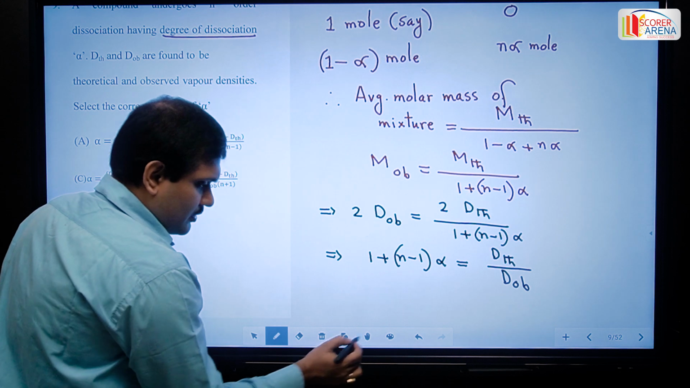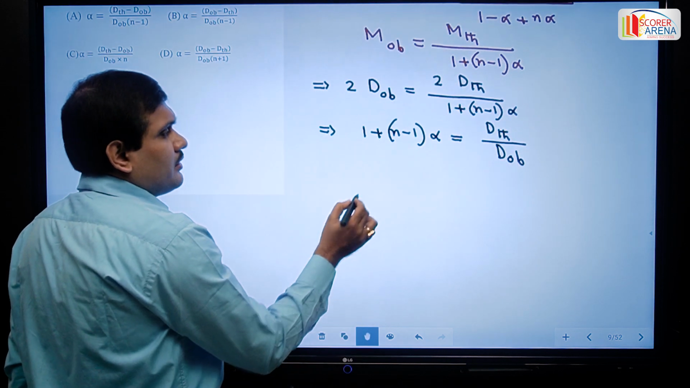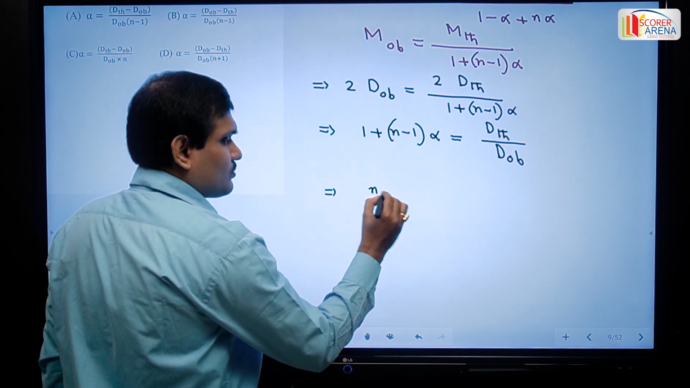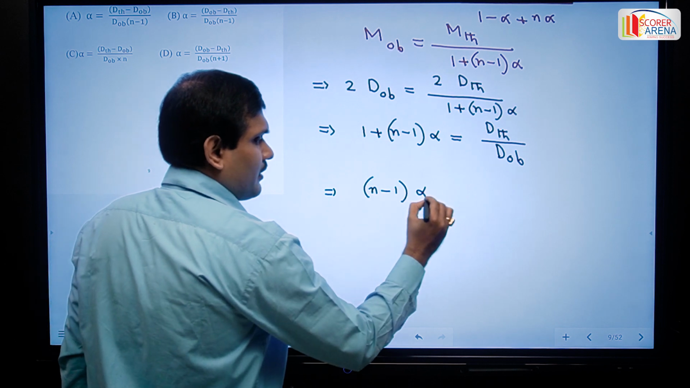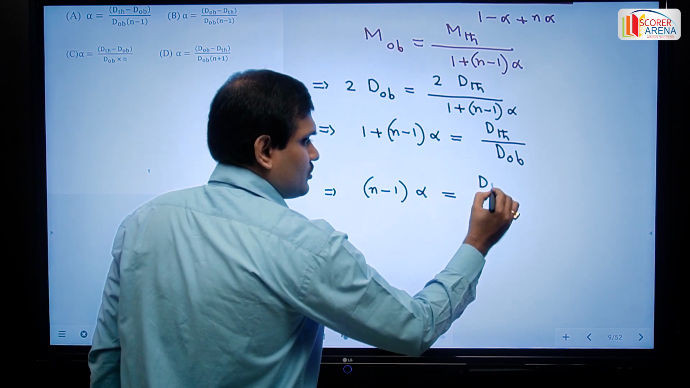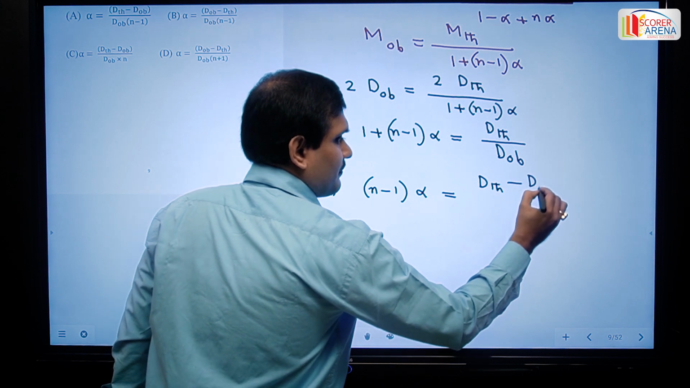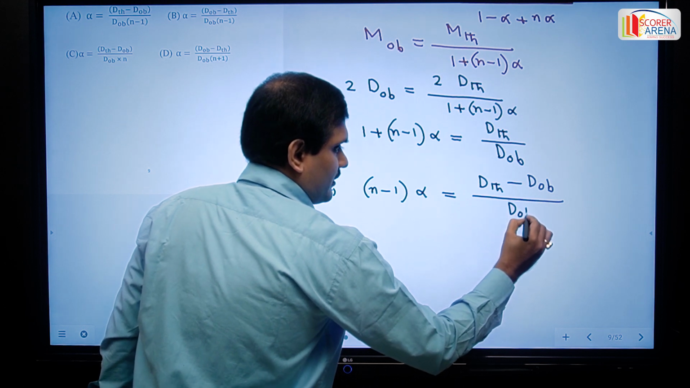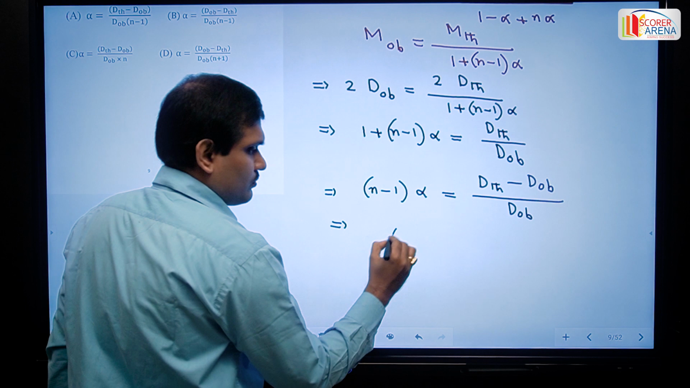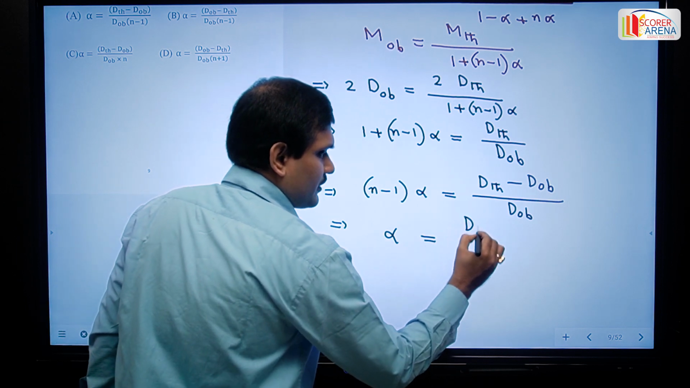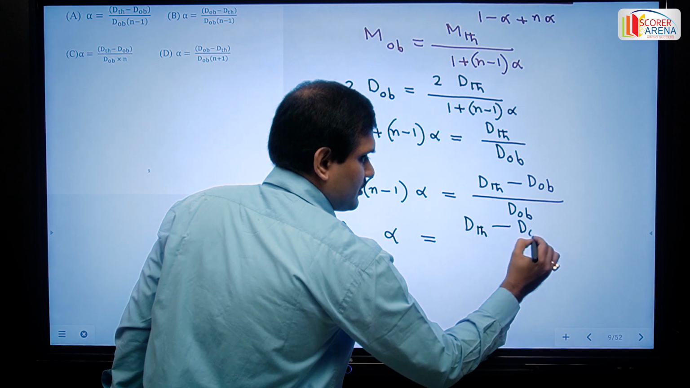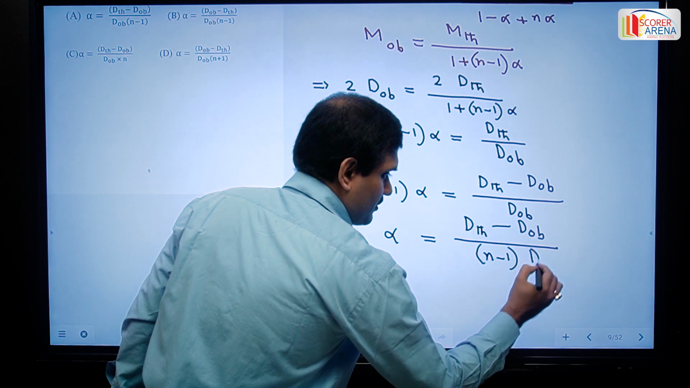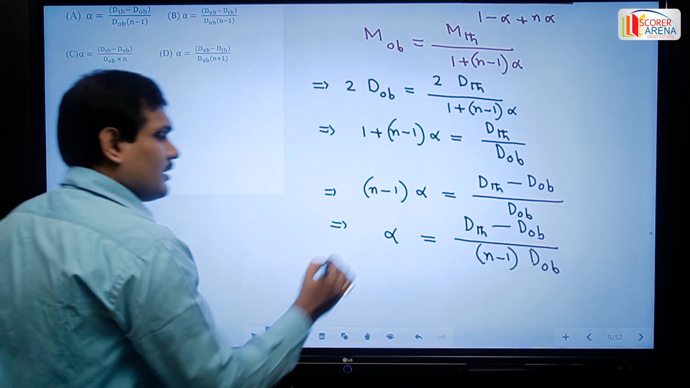So just move this one to the other side. So we have n minus 1 into alpha equal to d theoretical minus d observed by d observed. So finally we have alpha is equal to d theoretical minus d observed by n minus 1 into d observed. So it will be the relation.